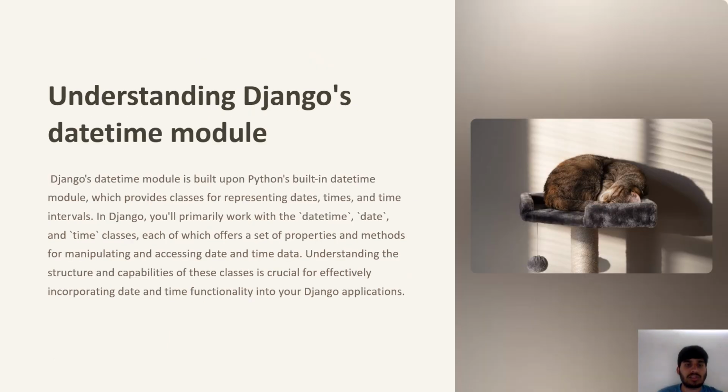Understanding Django's datetime module. Django's datetime module is built upon Python's built-in datetime module, which provides classes for representing dates, times, and time intervals. In Django, you will primarily work with datetime classes, each of which offers a set of properties and methods for manipulating and accessing datetime data. Understanding the structure and capabilities of these classes is crucial for effectively incorporating date and time functionality into your Django application.